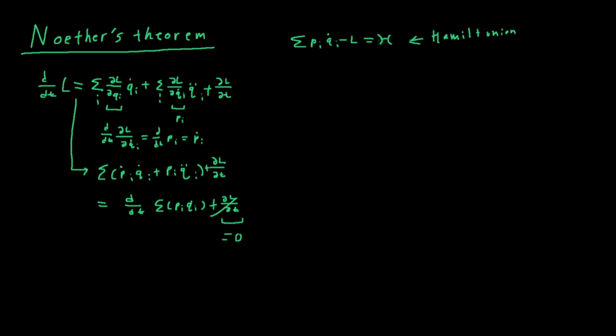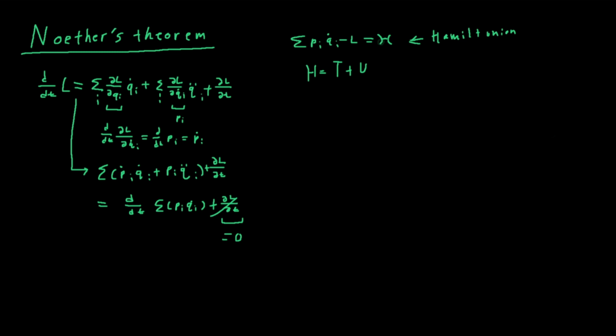So provided that the relation between generalized coordinates and Cartesian coordinates is time independent, then we have that the Hamiltonian is equal to kinetic energy plus potential energy, which is just the total energy. So the following theorem is that if the Lagrangian does not depend explicitly on time, then the Hamiltonian is conserved.